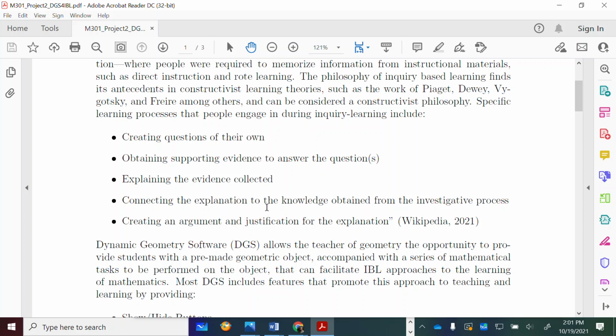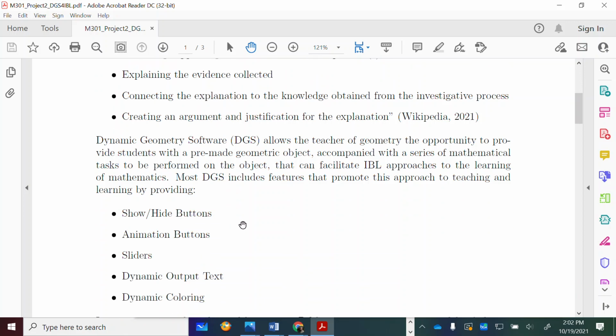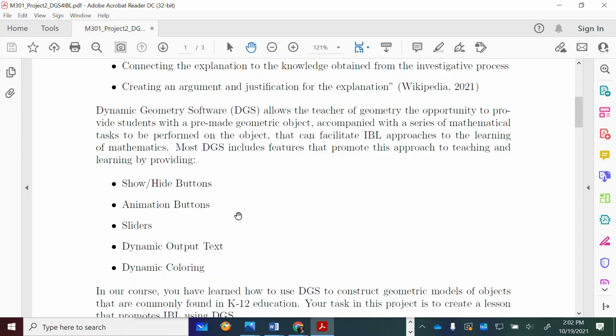I'll just use it. So DGS, of course, which is dynamic geometry software, allows the teacher of geometry the opportunity to provide students with pre-made geometric objects accompanied with a series of mathematical tasks to be performed on the object that can facilitate IBL approaches to learning math. So most DGS include features that promote this approach to teaching and learning by providing things like show hide buttons, animation buttons, sliders, dynamic output of text, or dynamic coloring, or color itself.